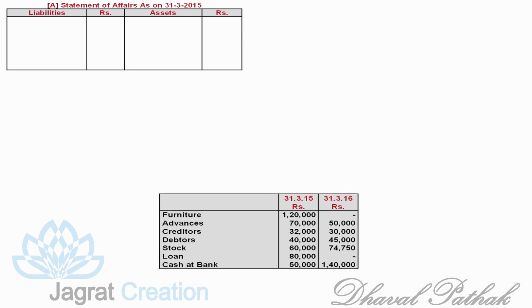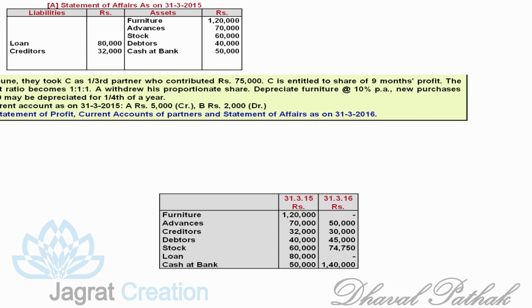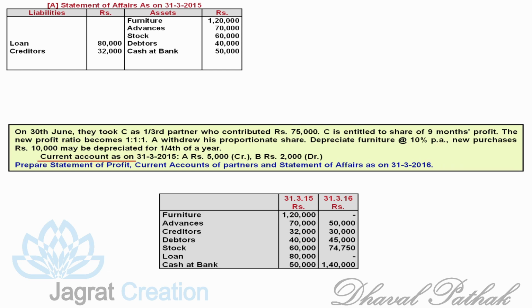As I told to you, all the assets will be transferred to the debit, asset side. So furniture on asset side, advances asset side, creditors will go on the liability side, debtors asset side, stock will go to the asset side, loan is a liability that will go to the liability side, cash and bank balance asset side. Now I'll write down the current capital account balance. The credit balance of current capital account will go on the liability side and debit balance of current capital account will go on the asset side.